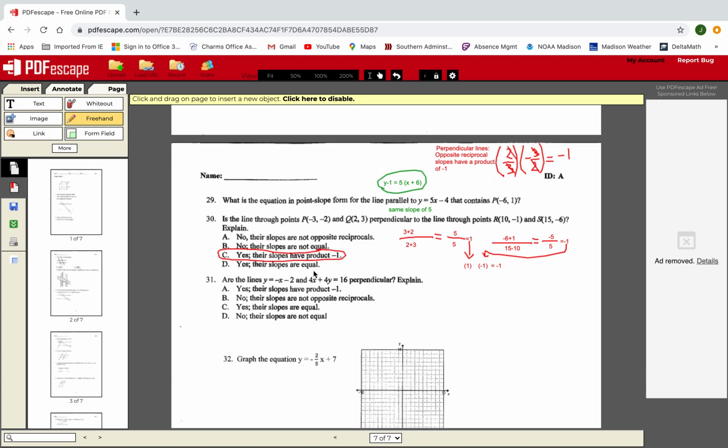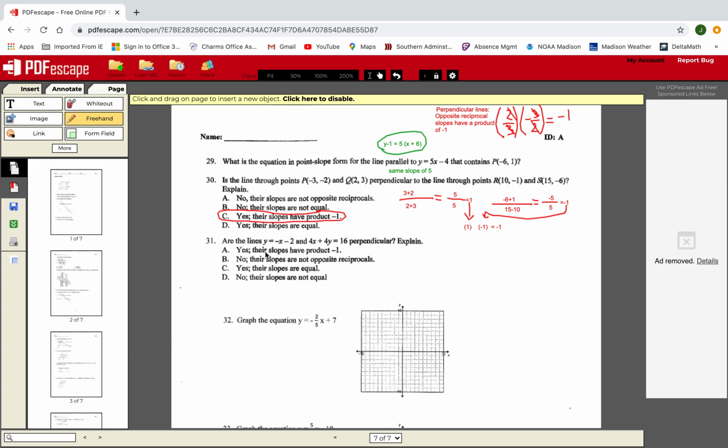All right, 3 more. Are the lines y equals -x minus 2 and 4x plus 4y equals 16 perpendicular? Again, we need to analyze these slopes. Perpendicular lines have opposite reciprocal slopes, which have a product of -1. Now, the line y equals -x minus 2 has a slope of -1. You can see it right here. So we already have one slope of -1. So we need to find the slope of the second line here. So we need to solve it for y.